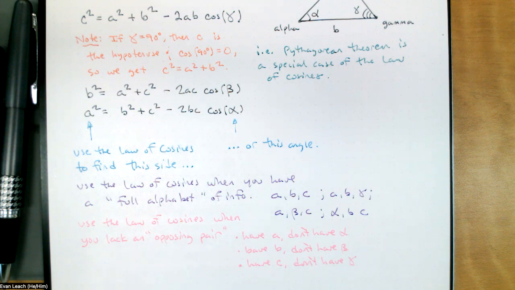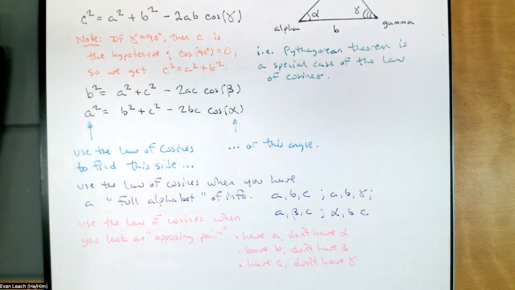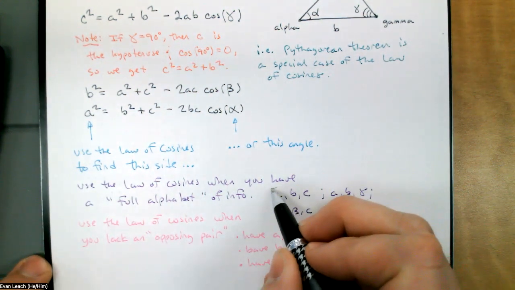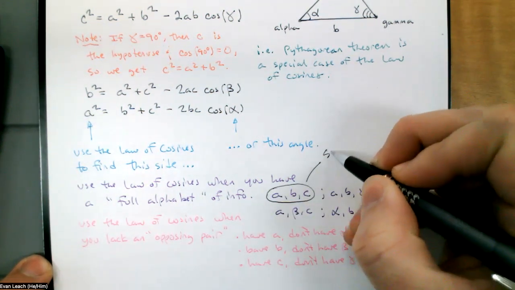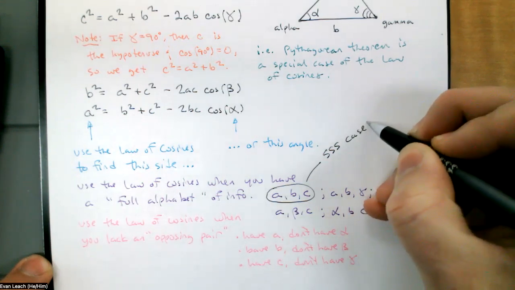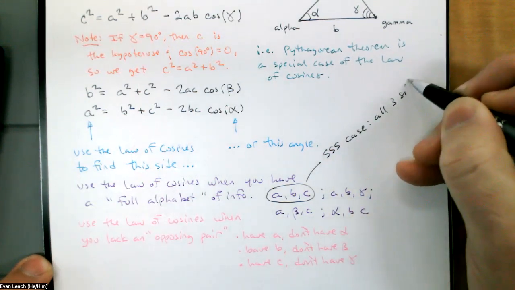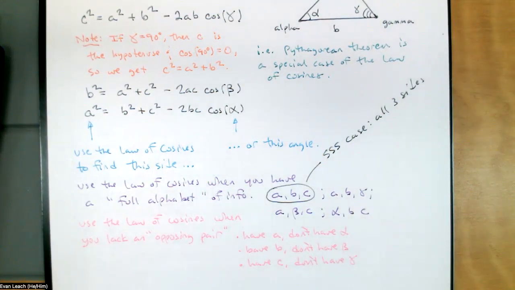There's another way. The traditional way we identify the law of cosines is to say we have the SSS case, or when you have 3 sides. So this A, B, and C. The law of cosines is for the SSS case, when you have all 3 sides. These other 3 cases where you use the law of cosines, those are called the SAS case. Side, angle, side, for 2 sides and the included angle.